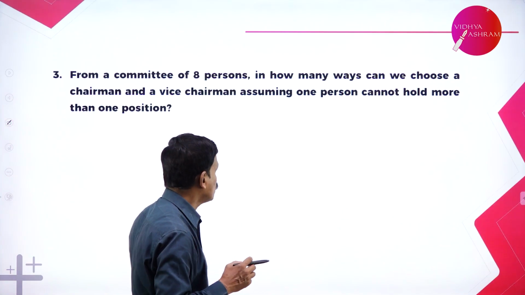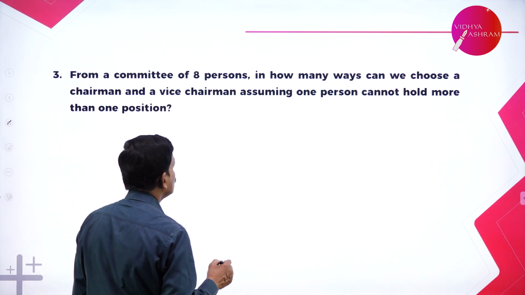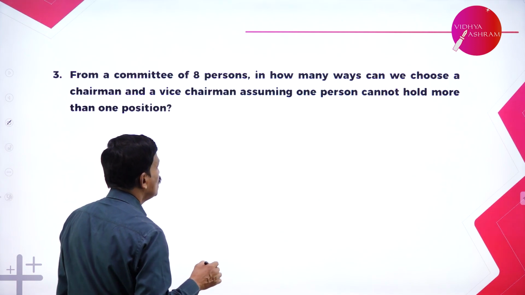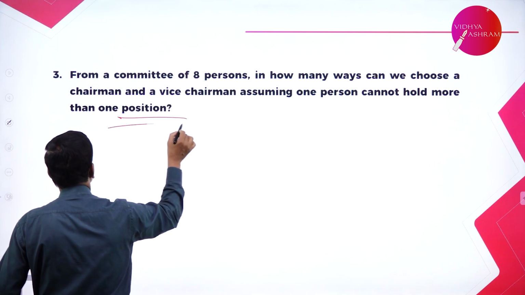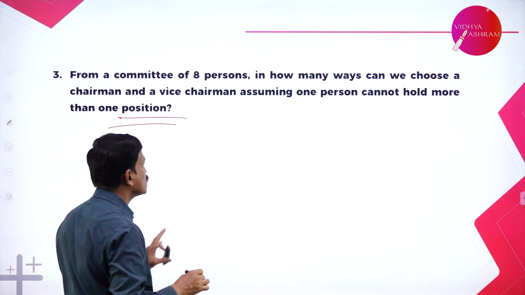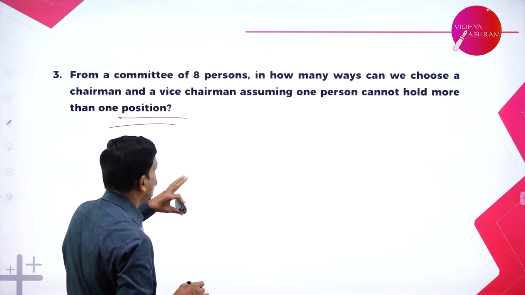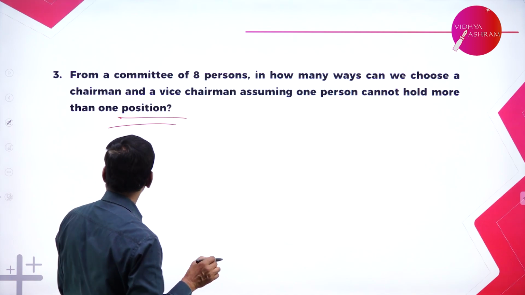Now move on to the next problem. From a committee of 8 persons, in how many ways can we choose a chairman and a vice chairman, assuming one person cannot hold more than one position? So in a committee of 8 persons, how many ways can we choose a chairman and a vice chairman, assuming one person cannot hold more than one position?